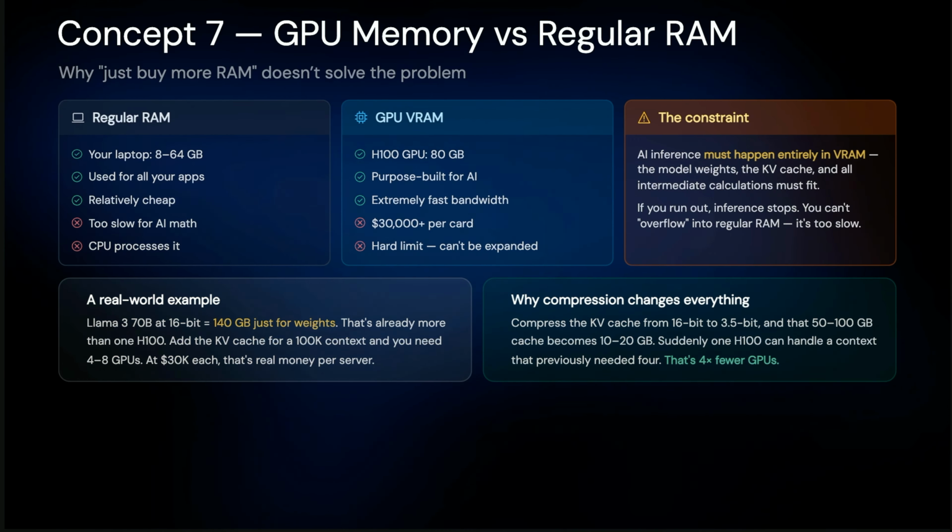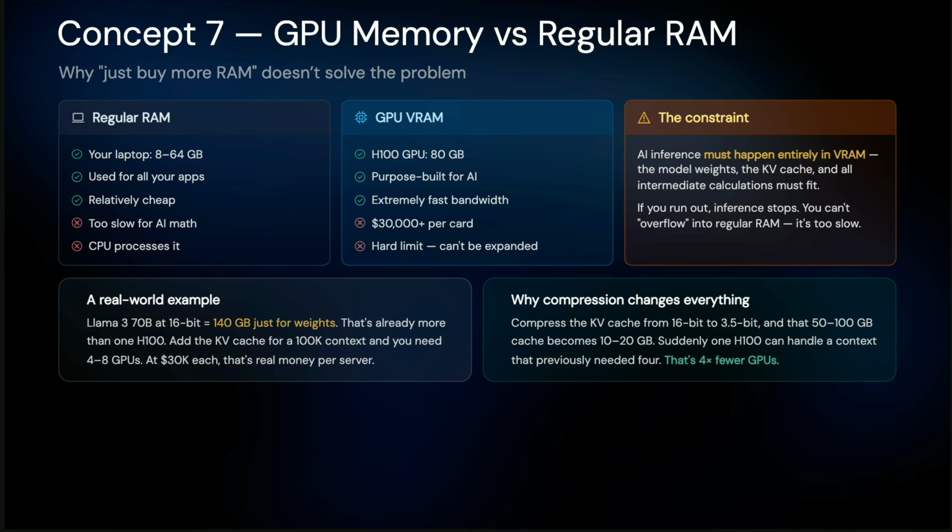So moving to the final concept, that is GPU memory versus regular RAM. When people say AI needs a lot of memory, they don't mean the RAM in your laptop. They mean GPU VRAM. So let's take the top of the line NVIDIA H100 GPU. It has 80 GB of VRAM, but it costs around $30,000 per card. The model weights, the KV cache, all the intermediate computations must fit in this 80 GB VRAM. You can spill out to regular RAM, but it is too slow. The GPU would spend more time waiting for data than computing.